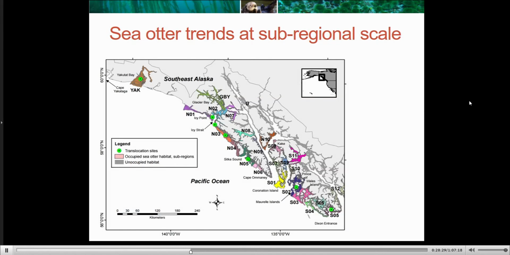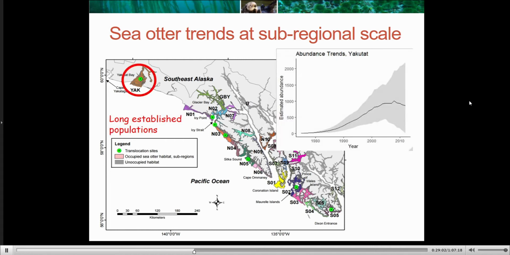And given what I just told you about the spatial structure within sea otter populations, it won't surprise you that the cause of that deceleration is because individual subunits of the population have been reaching local carrying capacity over time. So I'm going to show you some trends now for specific subregions within Southeast Alaska. The green dots that you see in this map are the translocation sites. So these are the areas that were obviously occupied first by sea otters. I'm going to show you 3 of those translocation sites. These are the longest established populations in Southeast Alaska.